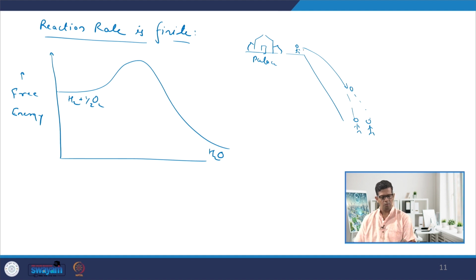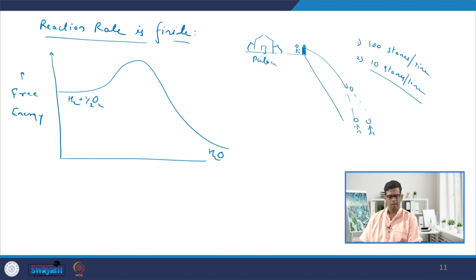If there were no wall here, let us say at the first place 100 stones can be thrown per unit time. However, there is a wall here, because of which this particular guard can throw only 10 stones per unit time. Because there is a barrier here, he has to lift the stones and throw them all the way, crossing that barrier or wall, due to which his throwing speed gets affected.